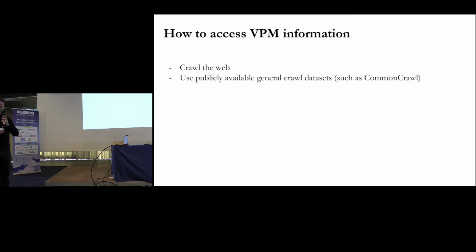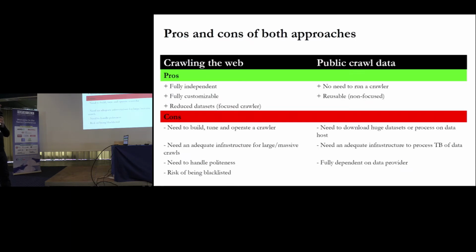The first one, of course, is to crawl the web yourself. And the second one is to use publicly available general crawl datasets, which are typically products from CommonCrawl, where the goal is to archive the web. You can download crawl datasets, which tend to be huge, of course.